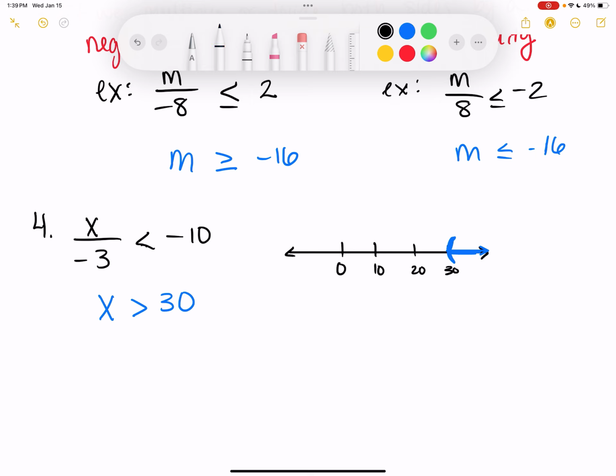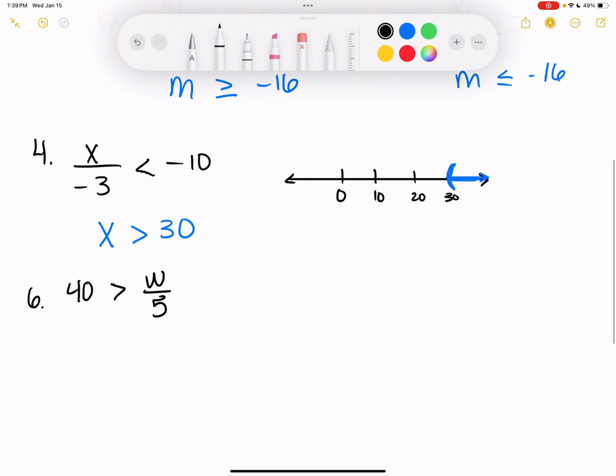Six. 40 is greater than W divided by 5. So I multiply both sides by 5. So I get 200 is greater than W.